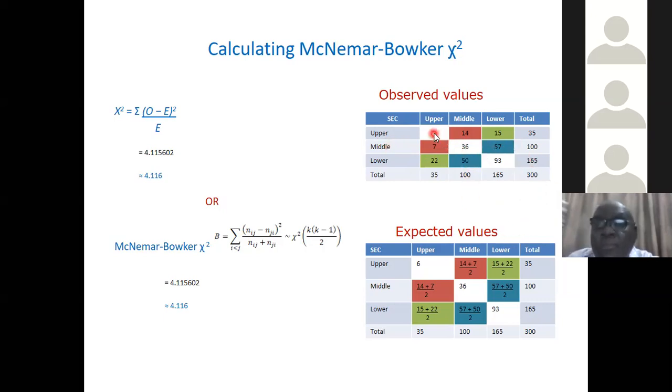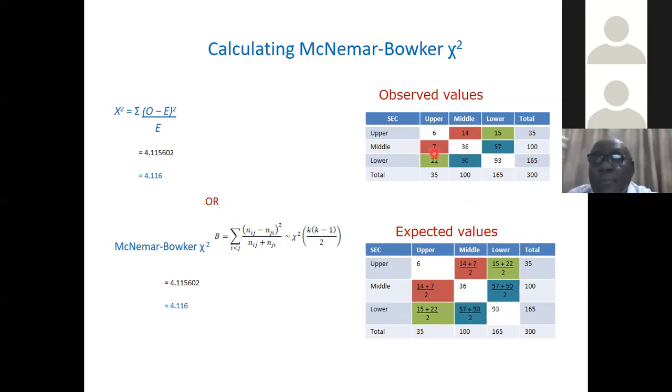If you look at it, these are the people along the diagonal, you see the concordance along the diagonal, and we don't use the concordance. The one that was upper before and upper after. The one that is middle and middle after. The one that is lower and lower. The thing did not affect them. But the ones that are affected are the ones that are off the diagonal.